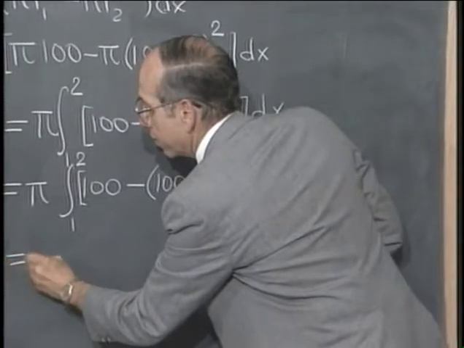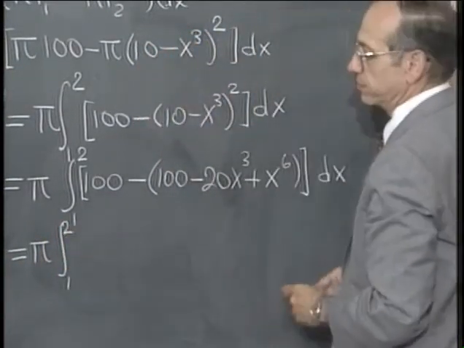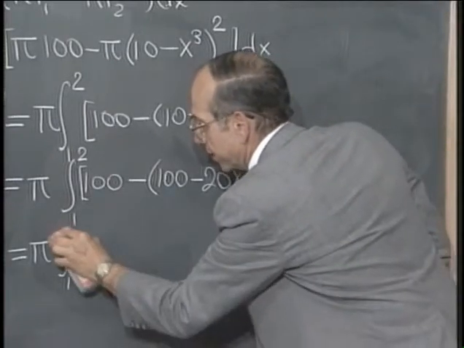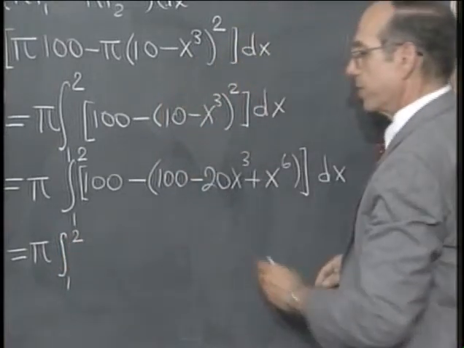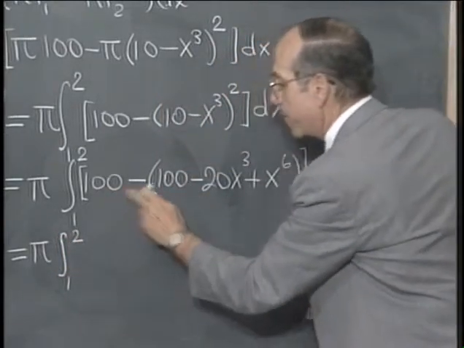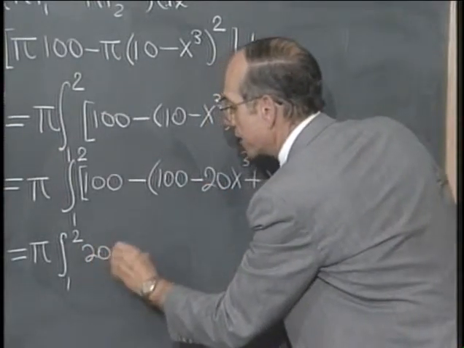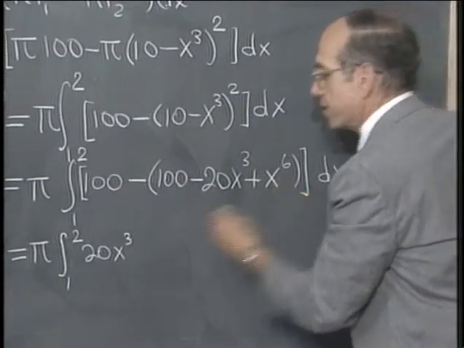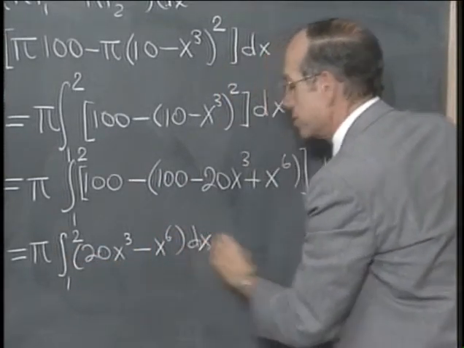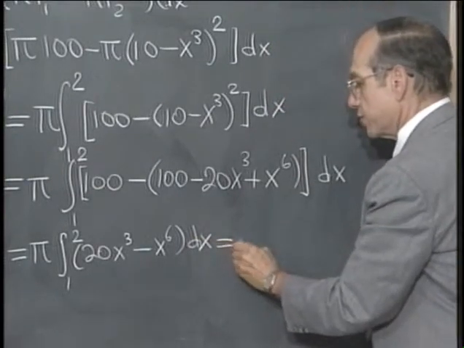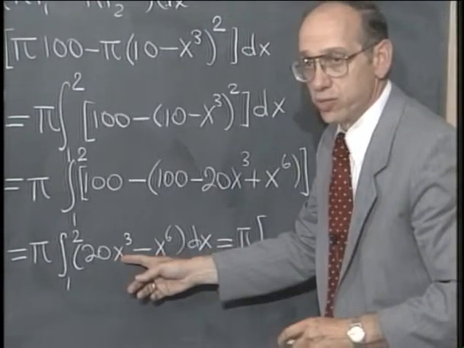And we have pi times the integral from 1 to 2. I don't like the way that looks. The integral from 1 to 2. 100 minus 100 is going to drop out. Minus a minus 20x cubed is plus 20x cubed minus x to the 6th dx. This gives us pi times the antiderivative of 20x cubed, which is what?